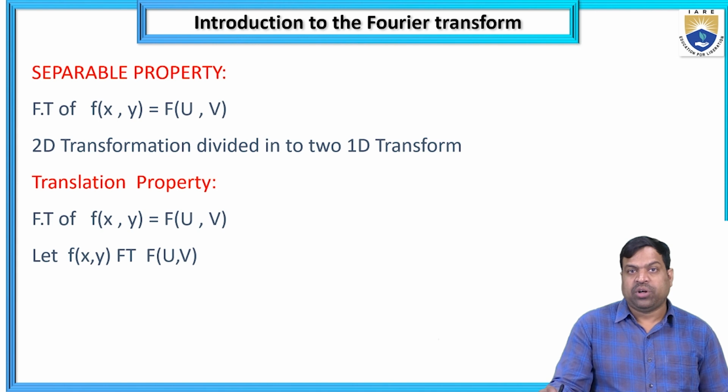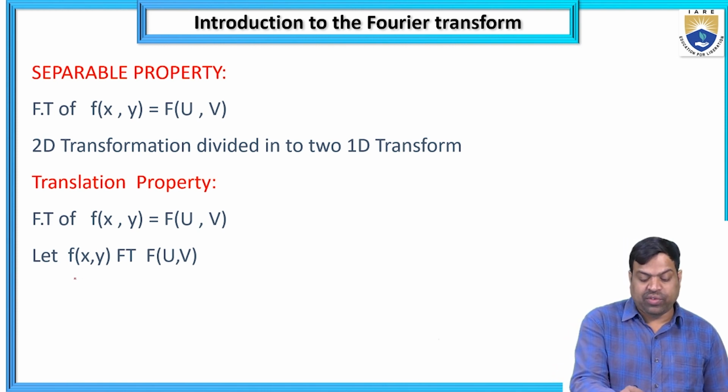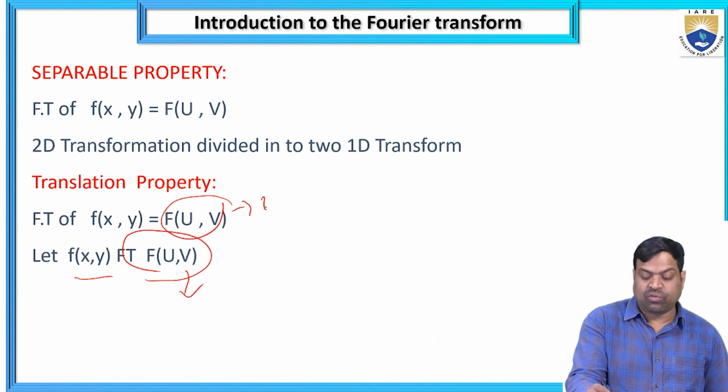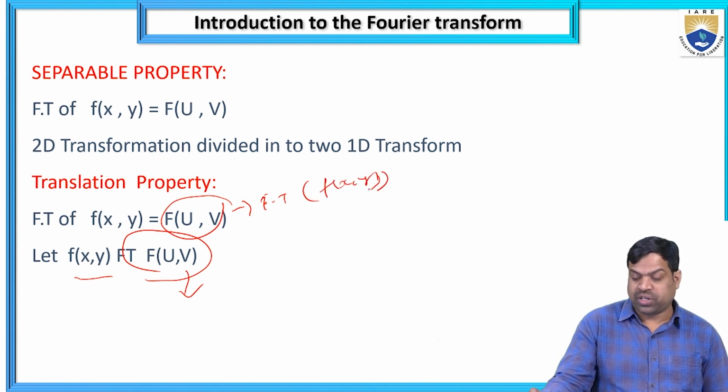So separability property: f of x comma y equal to capital F of u comma v. Here I am using the 2D transform, dividing into 1D transforms. So the 2-dimensional image is converted to 1-dimensional. That is the separability. And the translation property: small f of x comma y and capital F of u comma v are a Fourier transform pair. It is a Fourier transform of f of x comma y. It is the translation property.